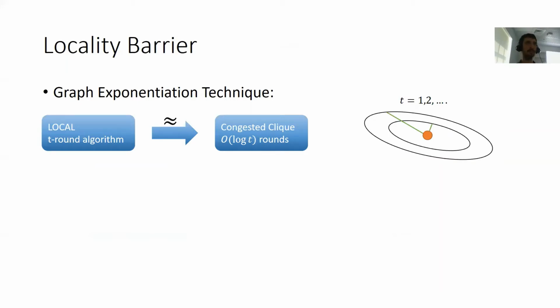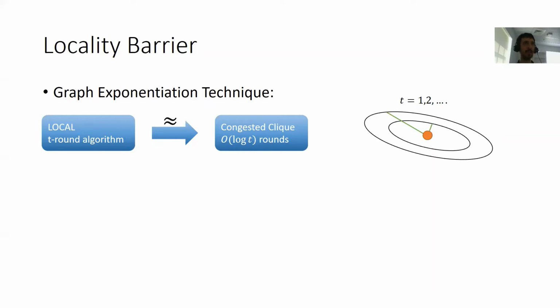So what can we say? First, there is some sort of natural barrier that occurs when trying to design congested clique algorithms, in particular order of one algorithms, which is the locality barrier. There is a common technique in the congested clique called the graph exponentiation technique, which informally takes a T-round algorithm in the LOCAL model and translates it, if it has good properties, to a congested clique algorithm with an order of log T rounds for this problem.